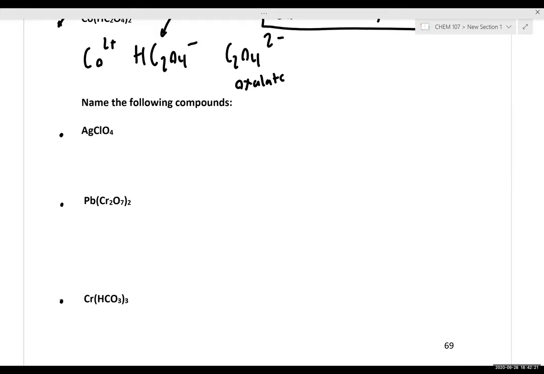And let's try to get some proposed names for each of these compounds in the chat. And we're starting to see some proposed responses in the chat. Let's keep working through these examples and we'll discuss in about 3 minutes.